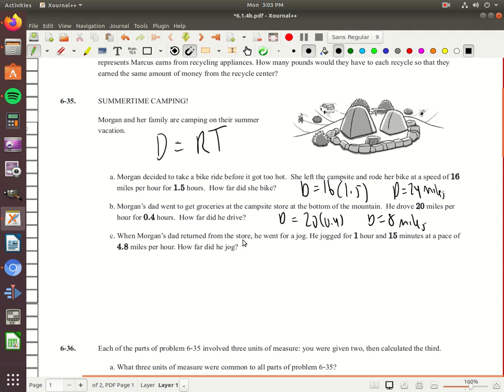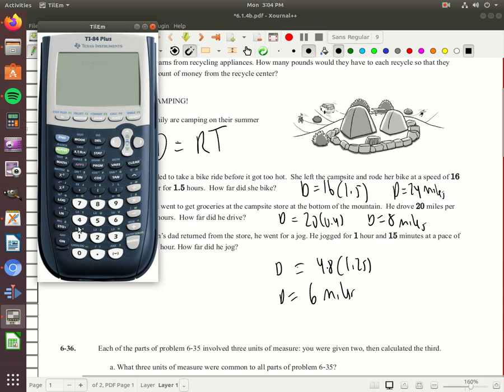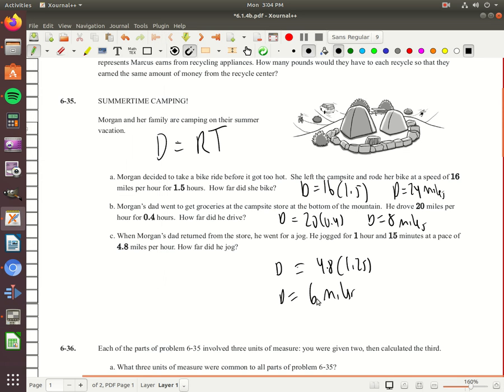And finally, when Morgan's dad returned from the store, he went for a jog. He jogged for an hour and 15 minutes. Okay, so think about that. That's 1.25 hours. So we know that his time is 1.25, right? At a pace of 4.8, so his rate was 4.8. And we need to know how far the distance was. Well, we can get that by multiplying 4.8 and 1.25. I think it's going to be 6 miles. But what we can do here is just quickly verify that 4.8 times 1.25 equals 6.